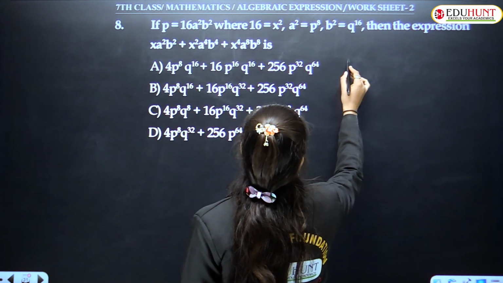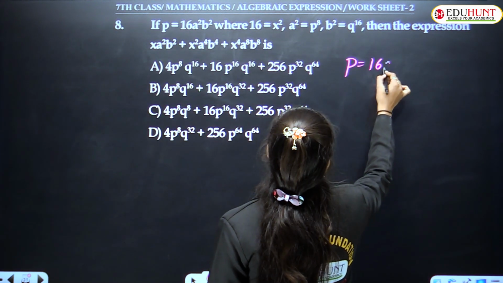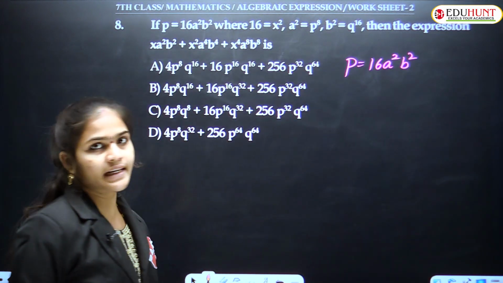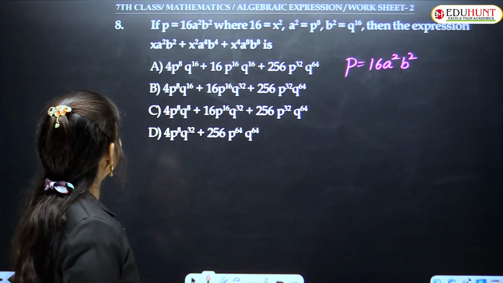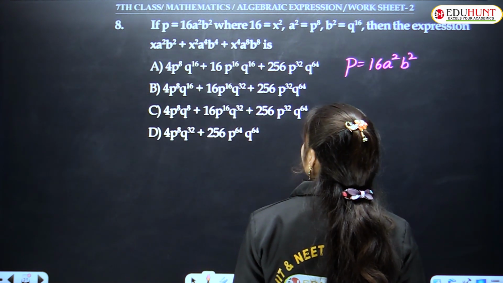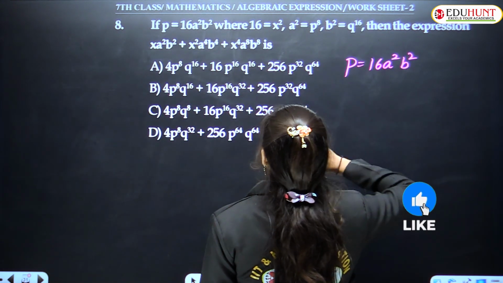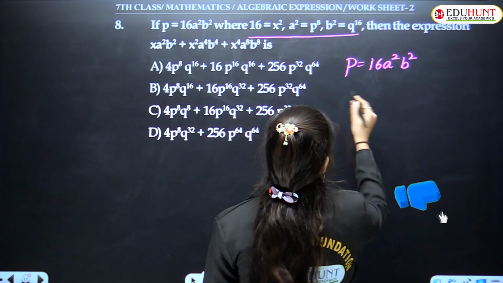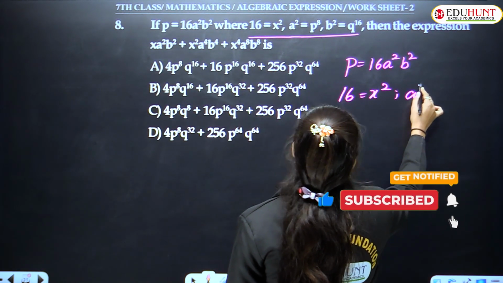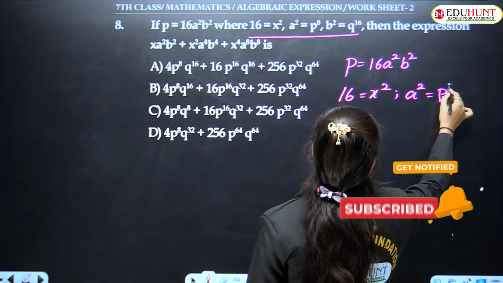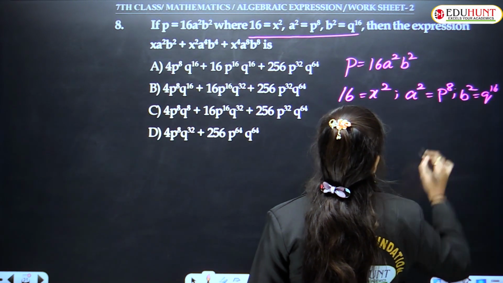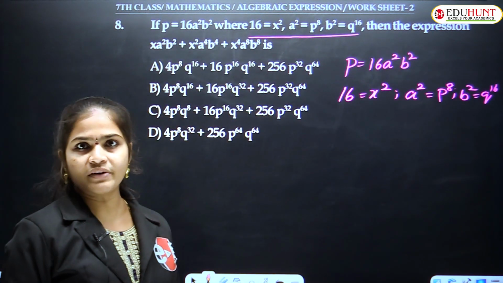If P is equal to 16 A square B square. Okay? That is one of the values they given. And in the same way here, P values no need to substitute, and here these values they given: 16 is equal to x square, a square is equal to p power 8, next b square is equal to q power 16.